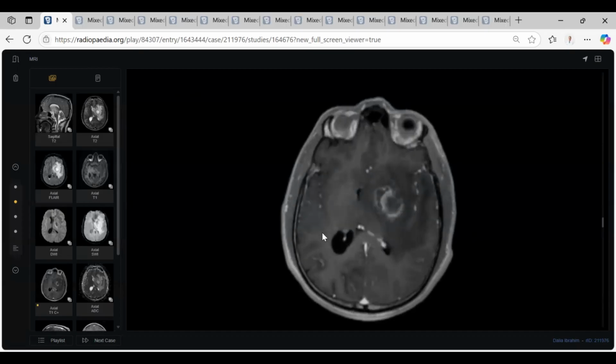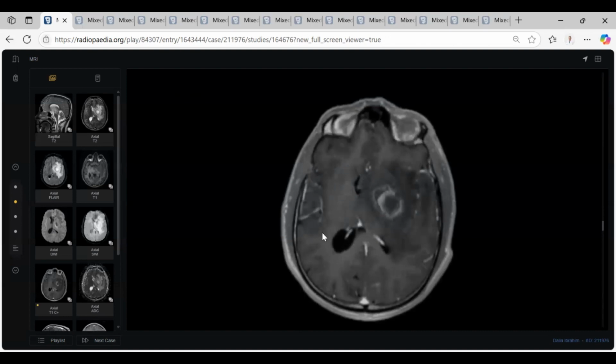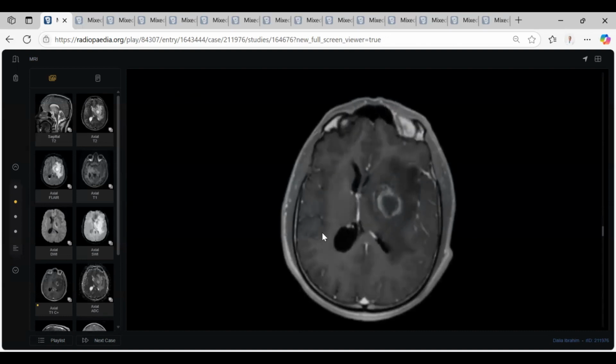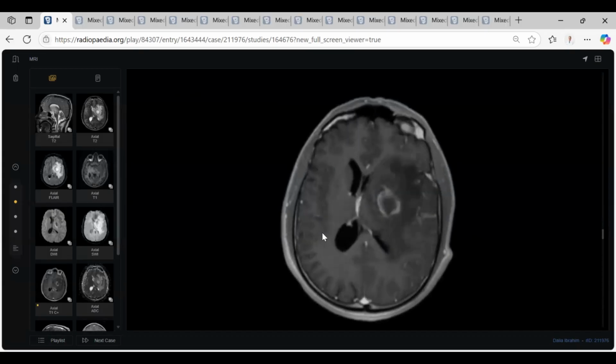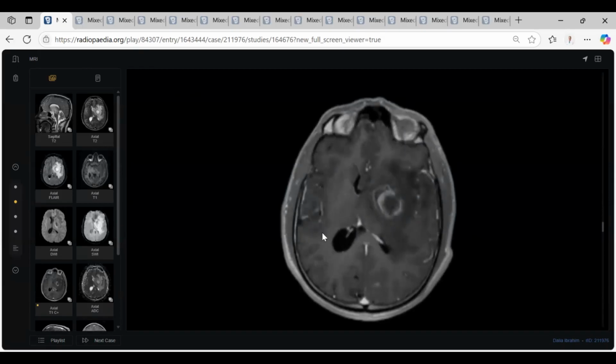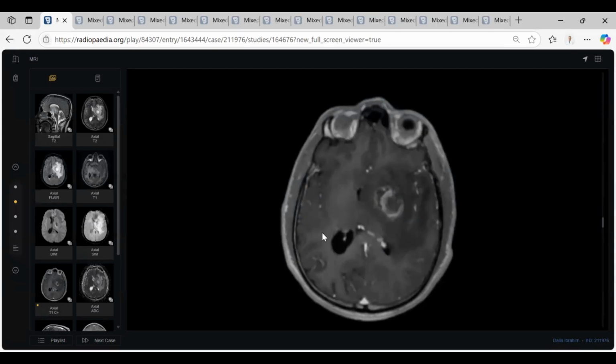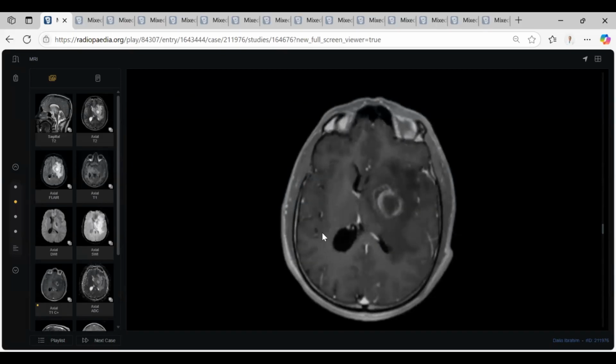What is the name of this appearance? It's very characteristic: incomplete ring enhancement in the region. Sorry, can you go back there? I want to be sure about this incomplete rim, but this is complete. Yes, this is a complete rim enhancement. Give me another name: ring-enhancing lesion, ring inside ring enhancing lesion. What is the name of this appearance?